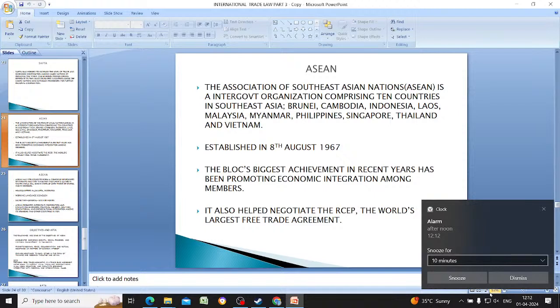It also has membership in the RCEP, the Regional Comprehensive Economic Partnership. It can be regarded as one of the world's largest free trade agreements. The main objective behind this RCEP was to broaden and deepen Asian engagement with North America, Australia, China, Korea, and other nations. That was the main motive behind the formation of this RCEP.